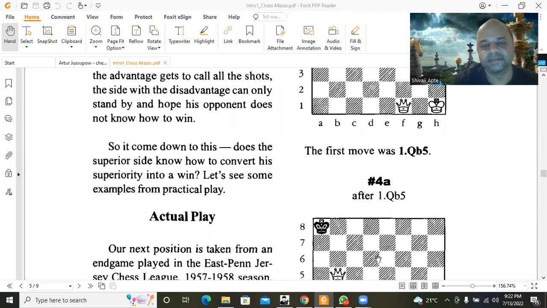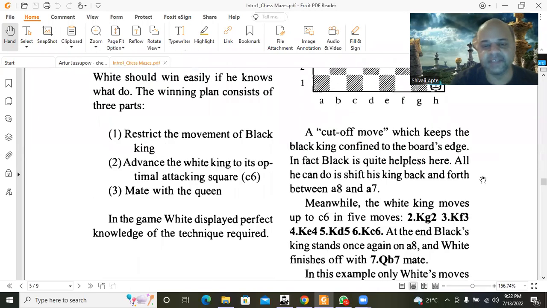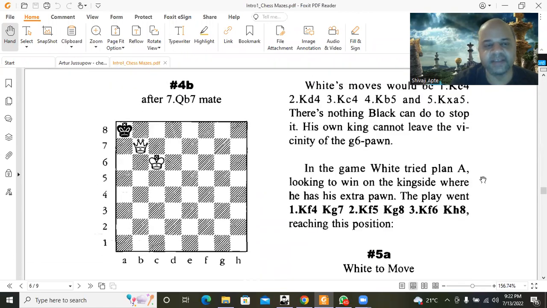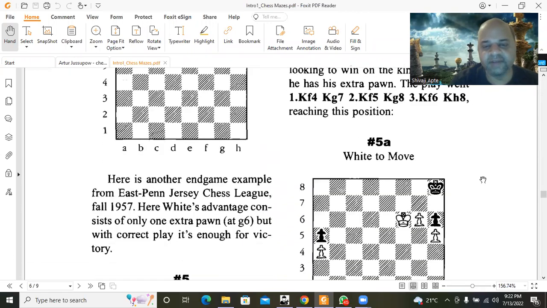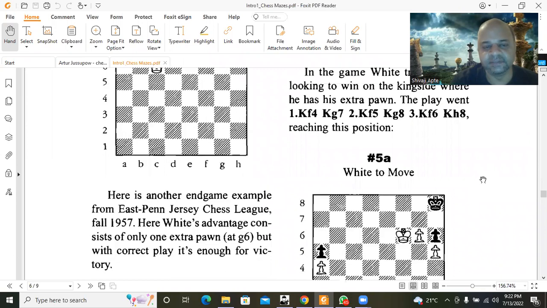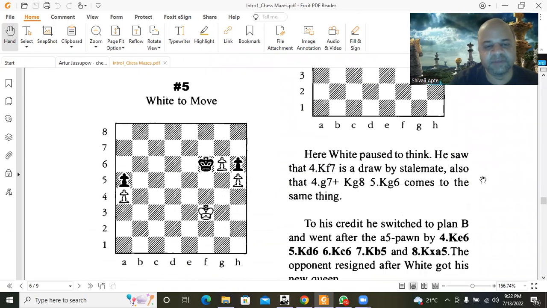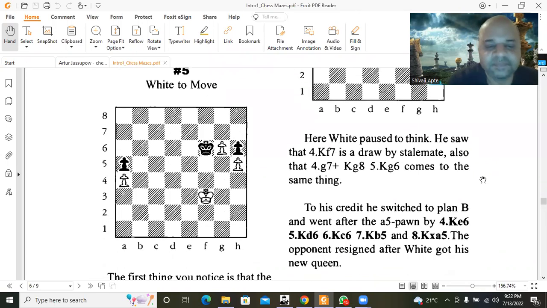Okay, all right. So let us look at number 4a, we have seen it. Okay, 4b, fine. Number 5, let us look at it. Okay, let us look at this position. First of all, look at position number 5 and see what is your evaluation? White to play. White is winning. He has the opposition.